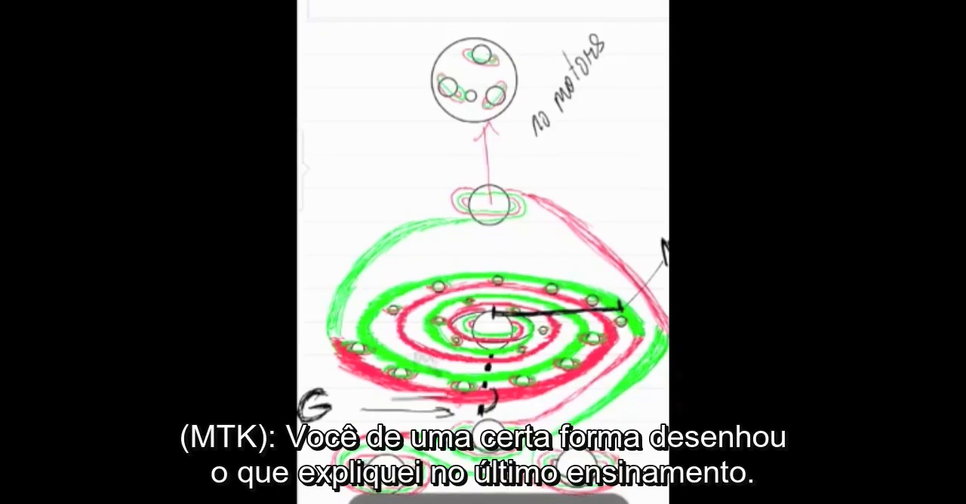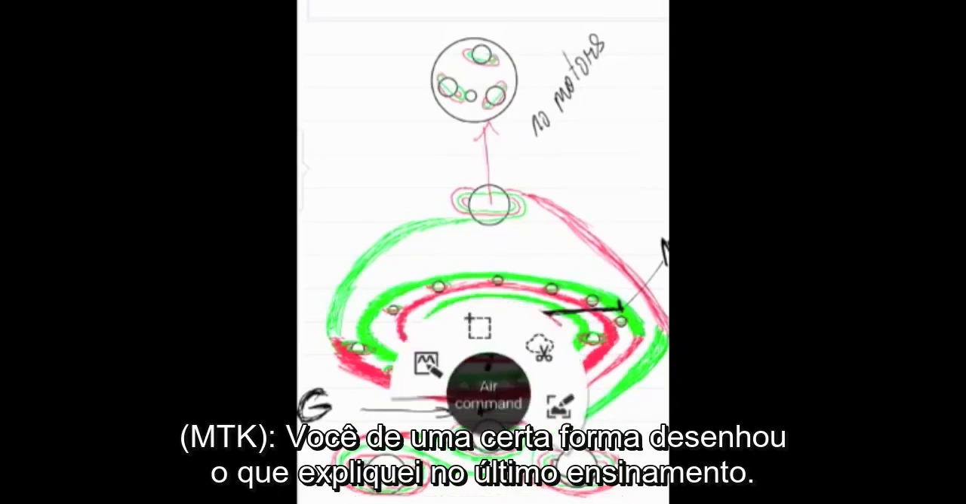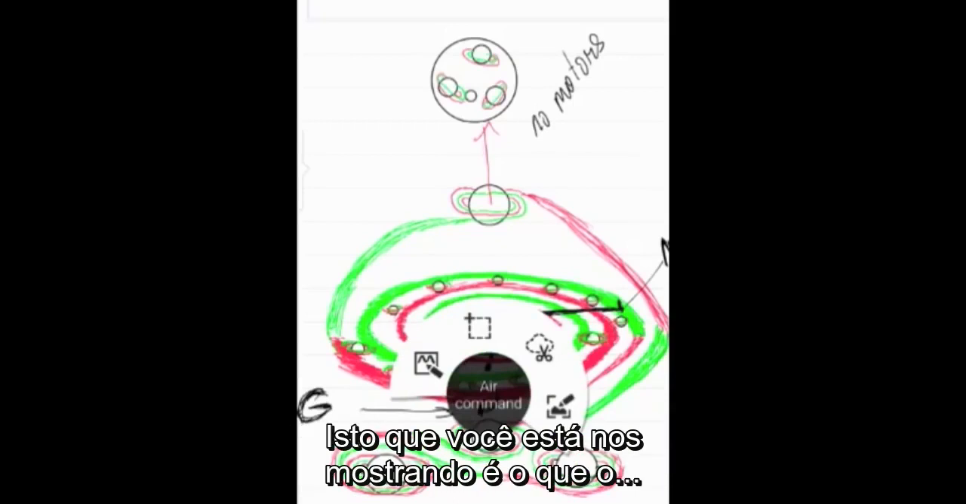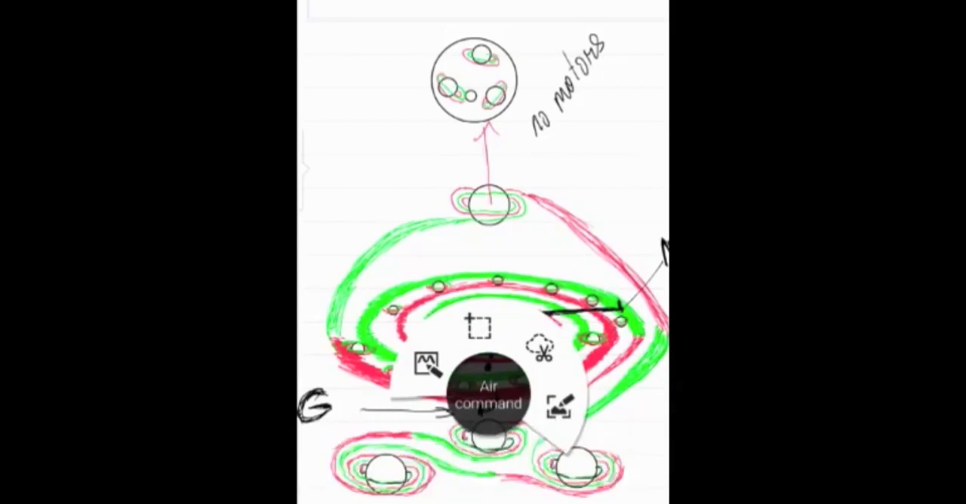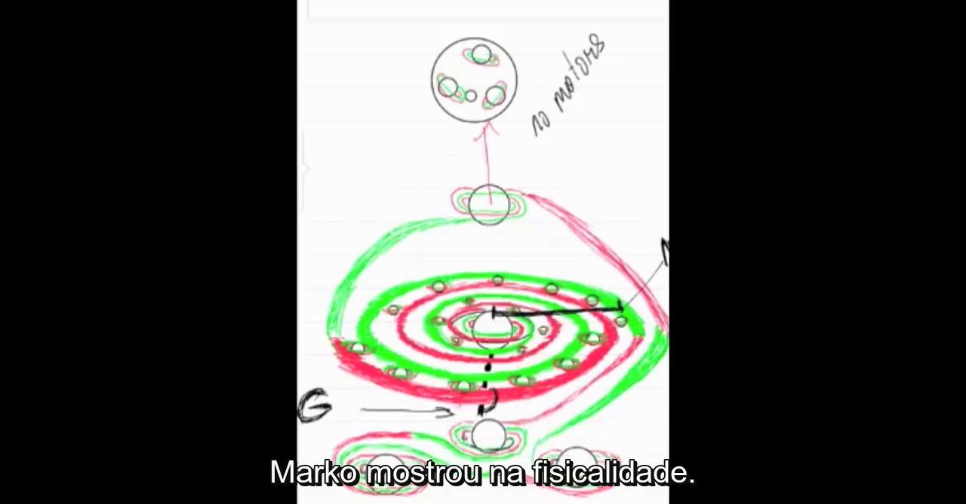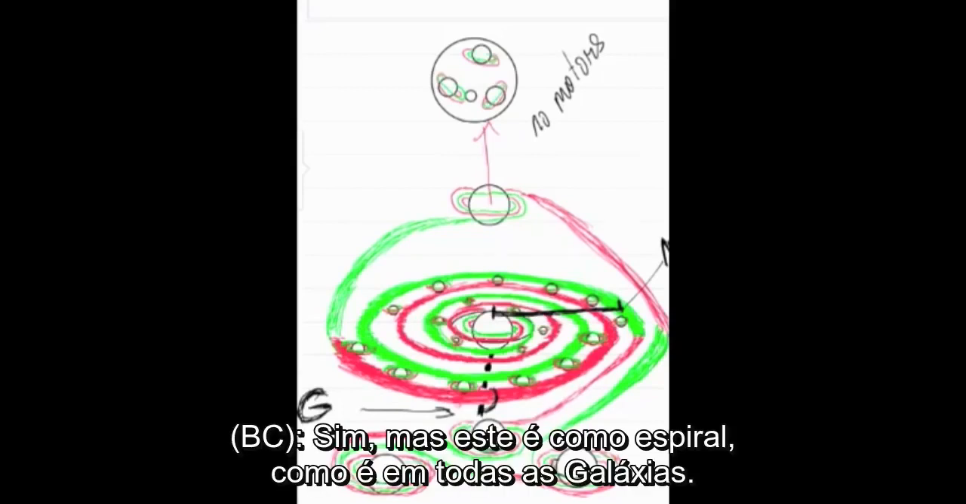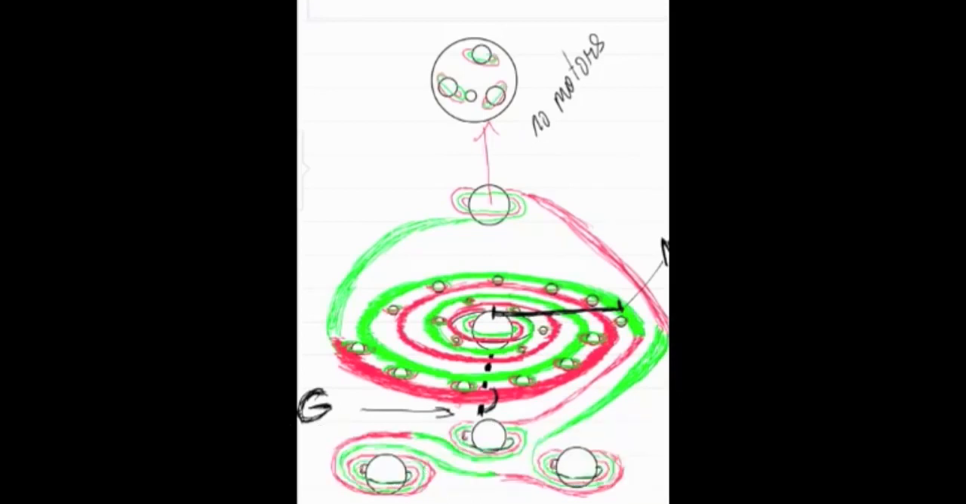So you have in a way drawn what I explained last teaching. What you're showing us is what Marco showed in physicality. Yeah. This is like a spiral, like if you follow how the galaxy goes, like gravitation. I can see what you've done. It's the same process.